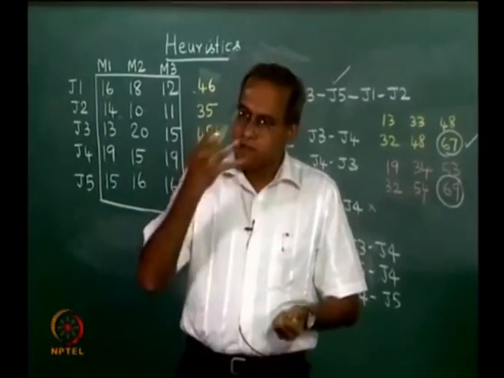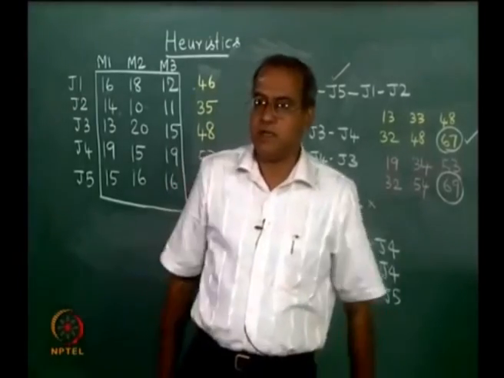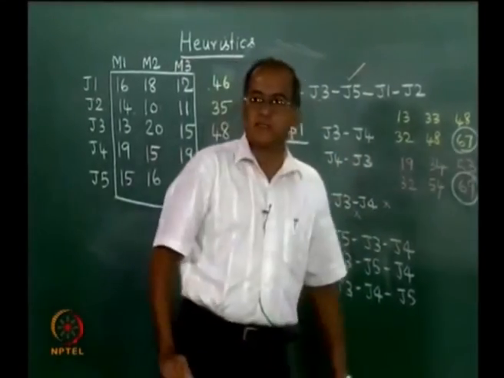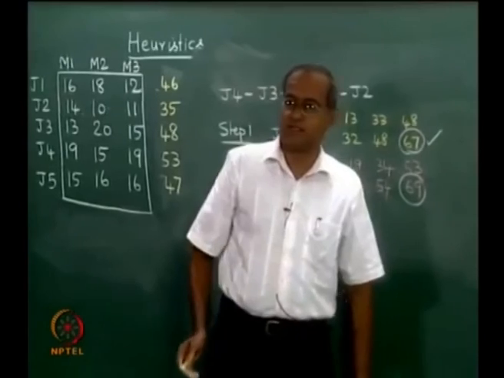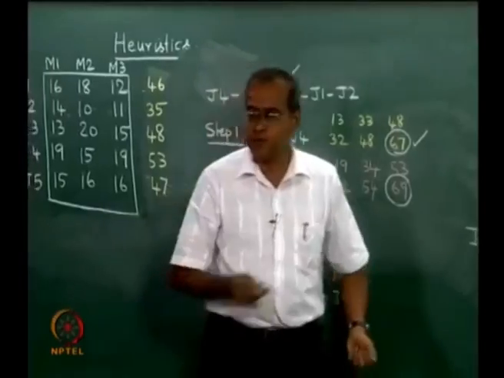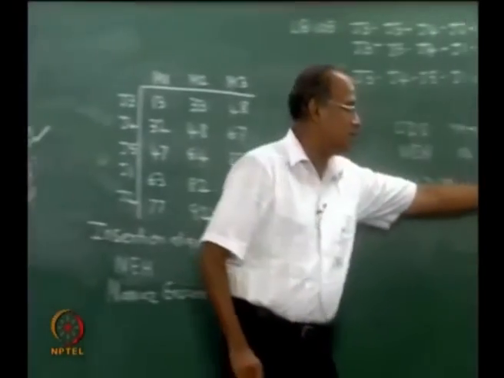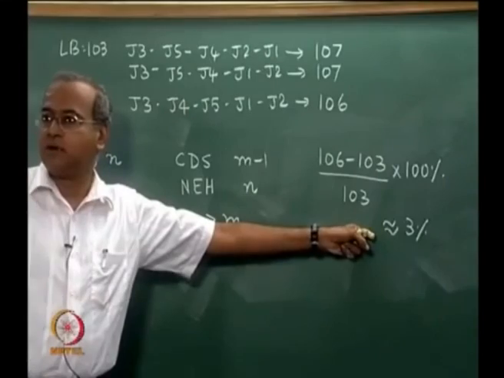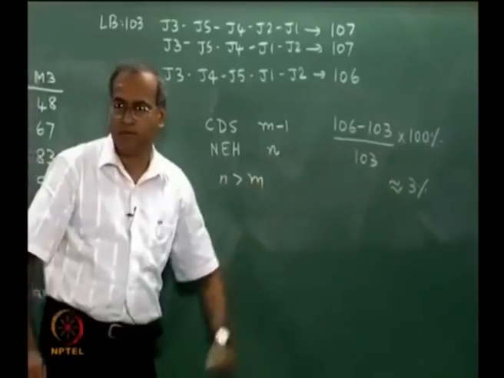But then it depends on where the optimum is, and for this particular problem instance the optimum is 106 and therefore NEH has given us the optimum. But then we do not have a way to know that, so we would still say that NEH has given us a solution which is within 3% of the optimum.